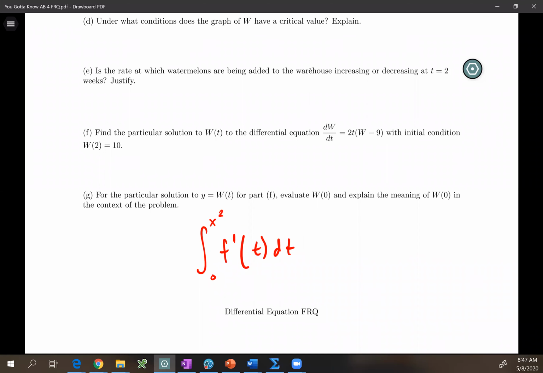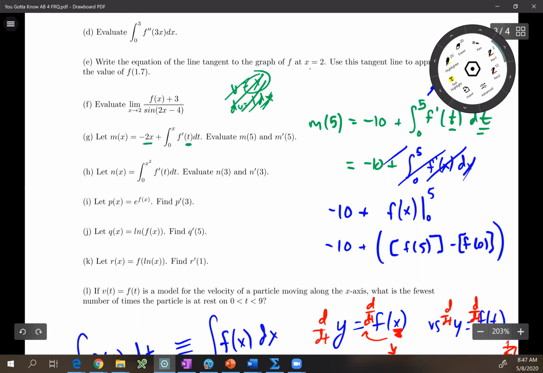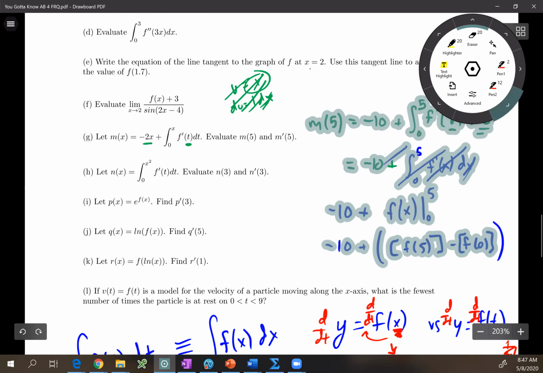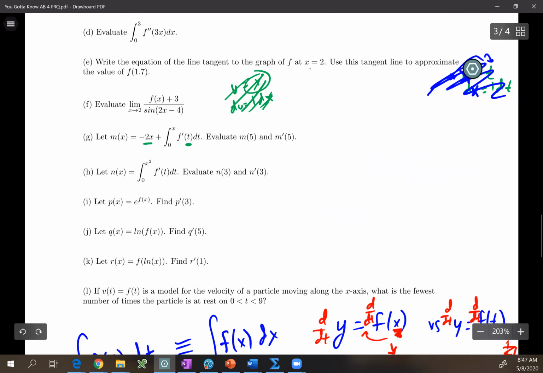Okay, I see what you're saying. No, this is different. If we were just straight doing the integral, and this is question H, so let's just do question H. If it's simply the integral, we don't need to, because the integral is just the area. On letter H, it says the integral from 0 to x squared of f prime of t dt is equal to n of x.